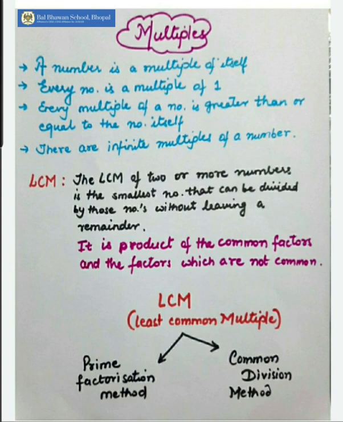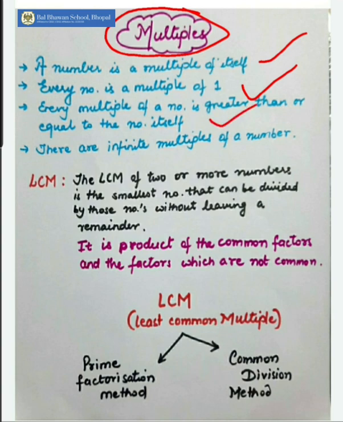Let us understand what are multiples. A number is a multiple of itself. Every number is a multiple of 1. Every multiple of a number is greater than or equal to the number itself. There are infinite multiples of a number.